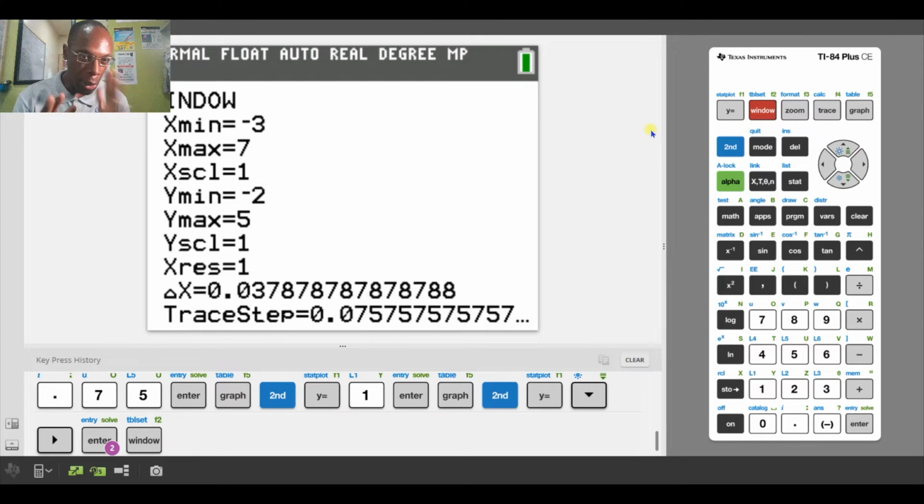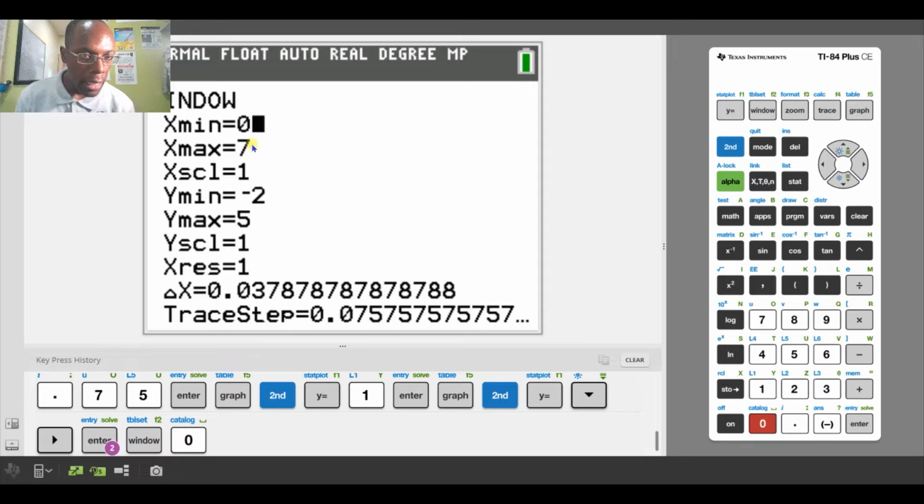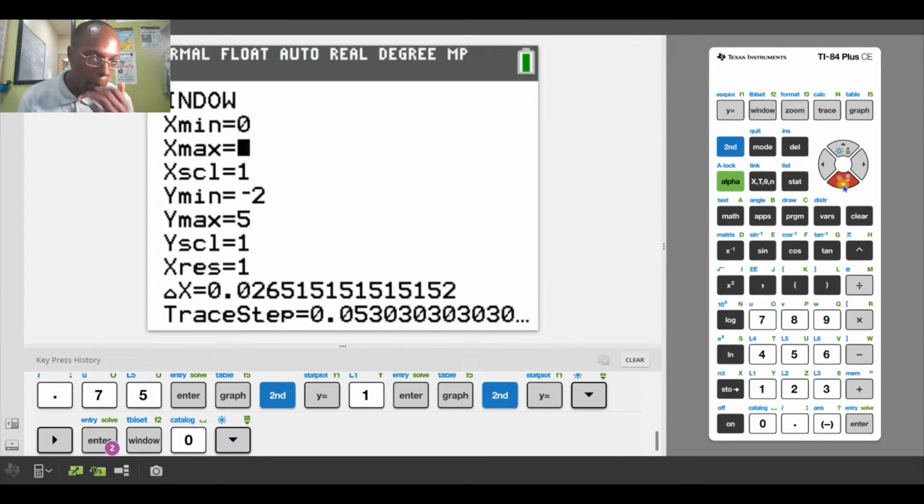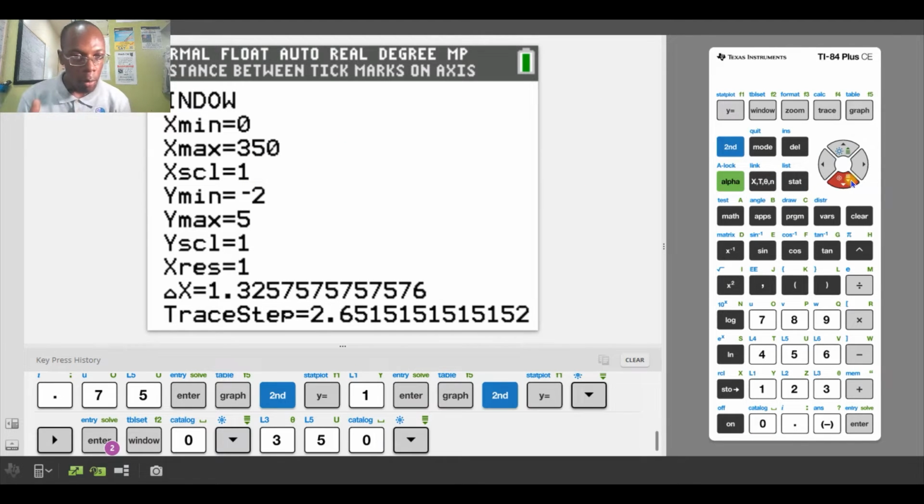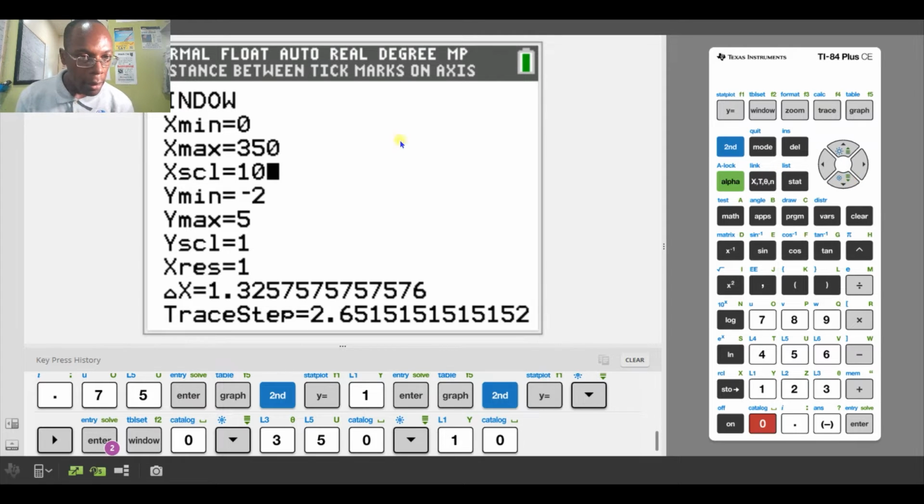Let's have an appropriate window. You saw that the low value there for the X was 5. So I'm going to start at 0. And then for the maximum value, you saw I went up to 320, so I'm just going to go 350. And the scale, that's how we're counting. Let's count by 10. And minimum y.